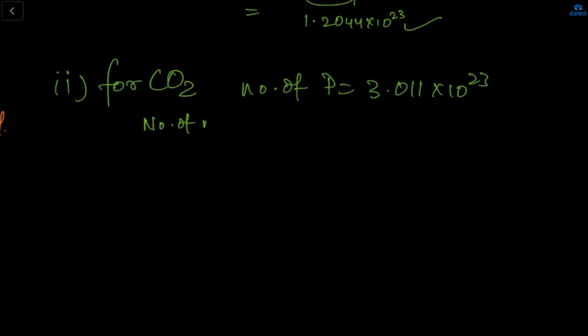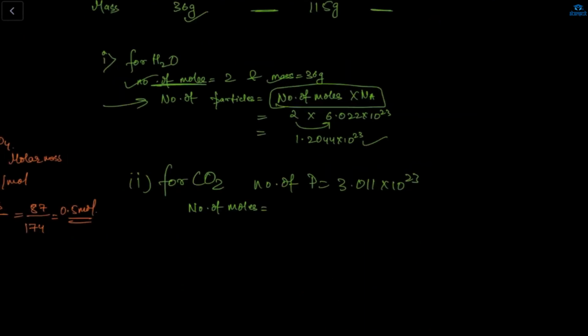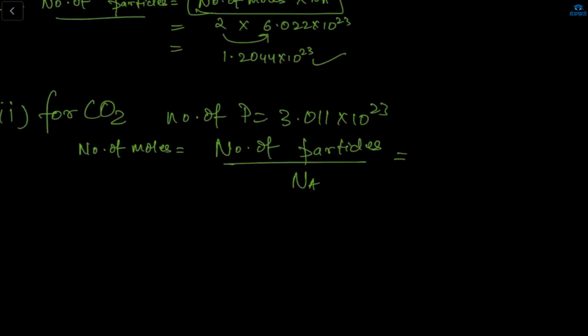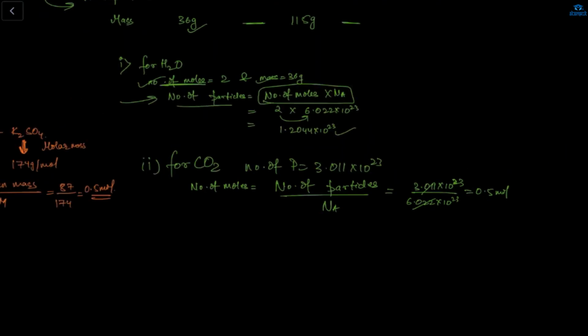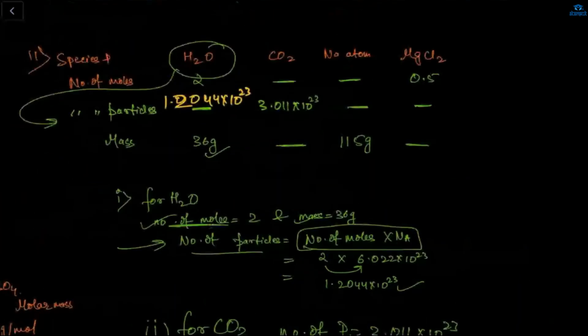So what is the number of moles formula? See here, the number of particles is number of moles into Avogadro's constant. So can I write the number of moles like this, number of particles upon Avogadro's constant? Yes, ma'am. Is the answer 0.5 moles? 0.5. Okay, let me calculate. See, number of particles is this much, and Avogadro's is 6.022 into 10 to the power 23. Yes, ma'am. It will be 0.5. So this also we got. We got the number of moles, 0.5 mole.